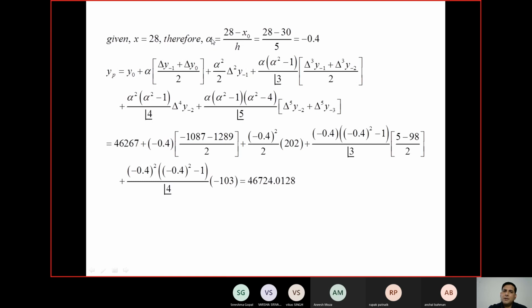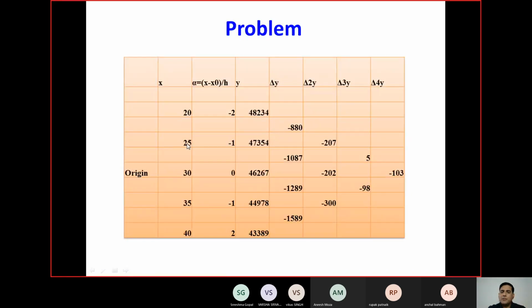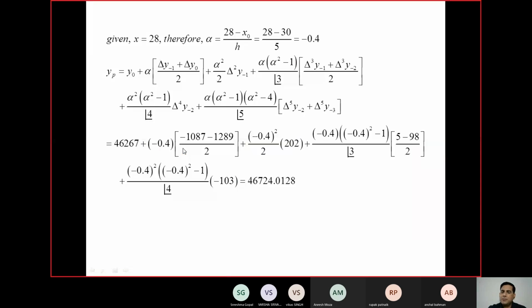So 28 minus, let's say you have two choices there. What are the choices? For 28 you have two choices, either 25 or 30. Yes or no? Because 28 is close to these only. If you are taking 30, this value is coming -0.4. If you are taking 25, here you will get 3, so you will get -0.6. So -0.6 is on the higher side, right? Therefore you have taken 30. Is that fine?